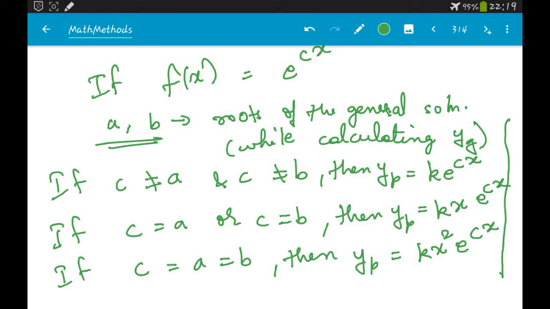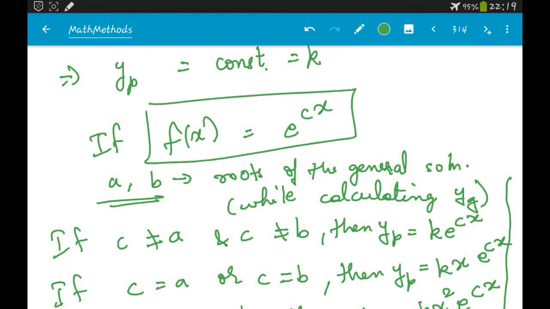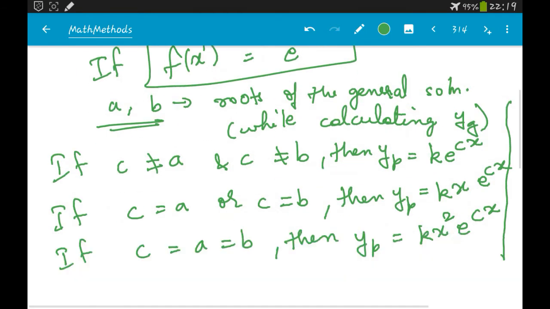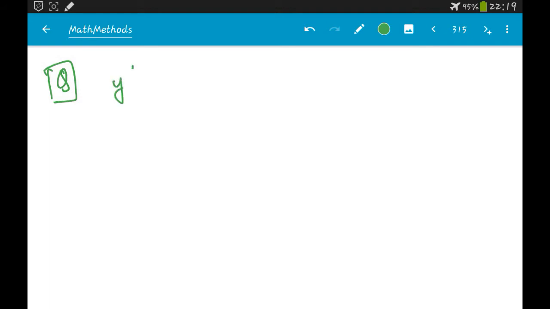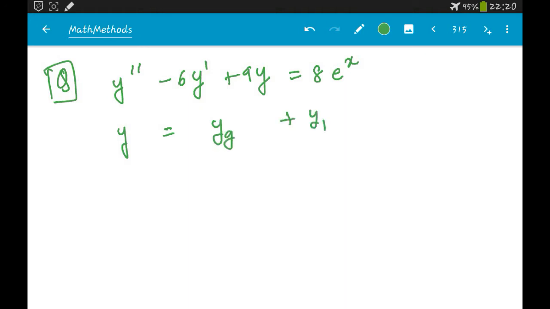So now let's try to solve an equation. If f of x is of this form, then you know what the particular solution is going to be. So let's solve a question. Y double dash minus 6y dash plus 9y is equal to 8 e power x. Okay, so this is your equation and you have to solve this. So of course y is going to be yg plus yp. So to find yg, what do we have to do? We have to solve this equation.